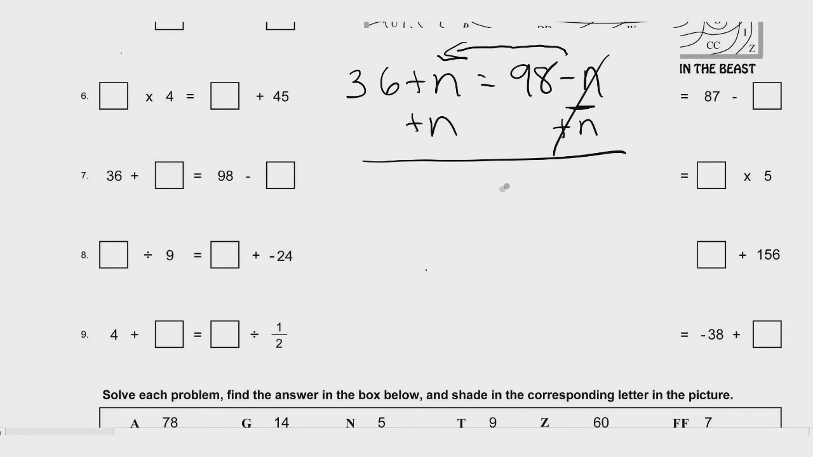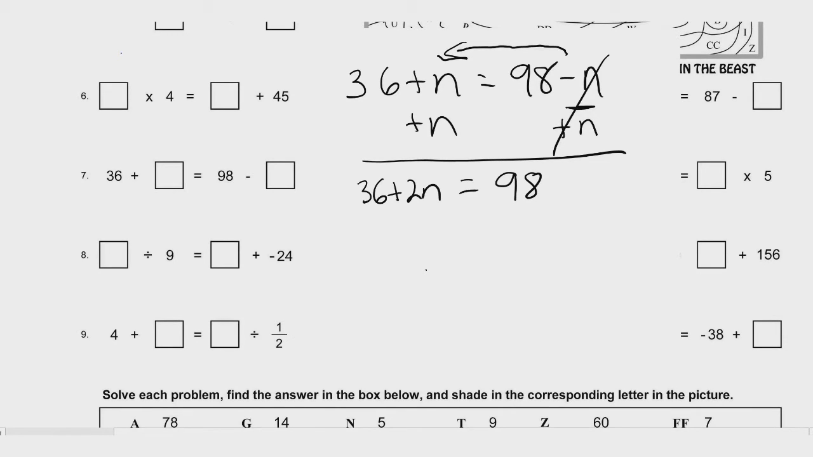The n's are gone here. We have 98. 98 is happy because it's by itself. There are no variables next to it. But over here we have 36 plus 2n. So the n is upset and the 36 and the 2 are upset. So we have to think, who can we move?